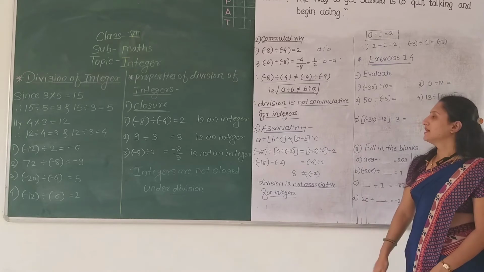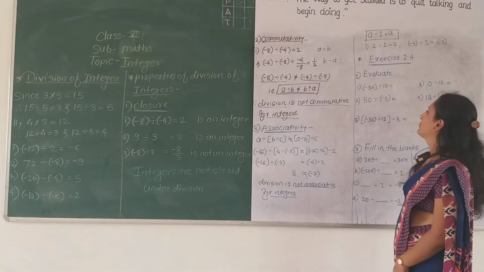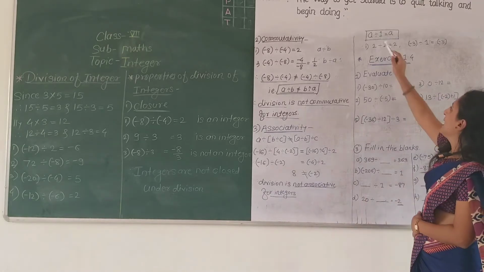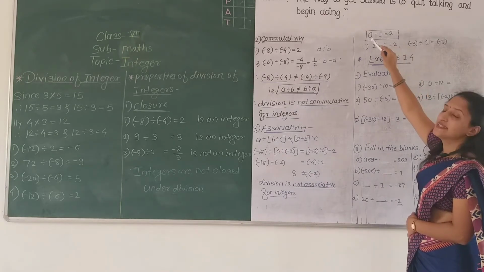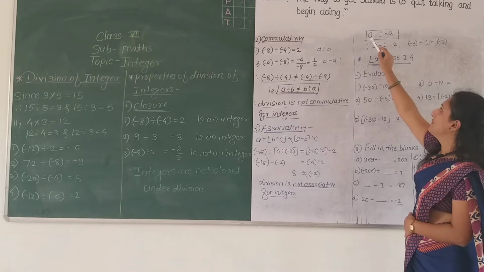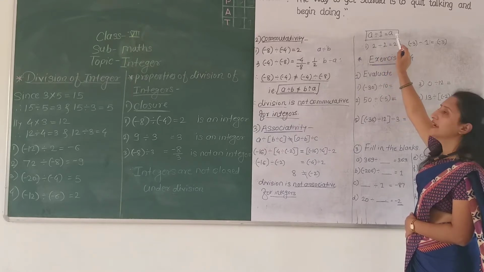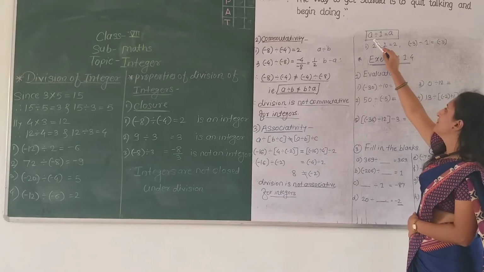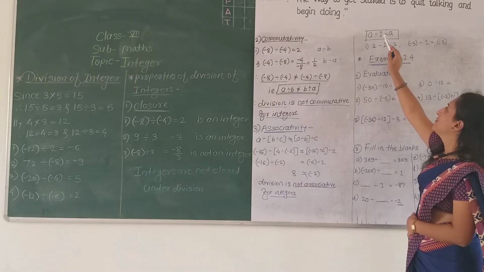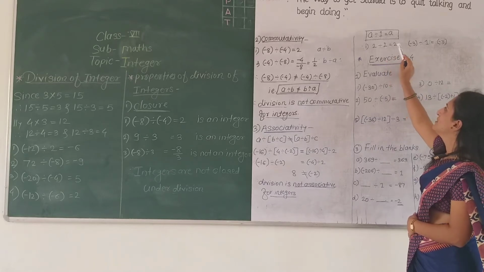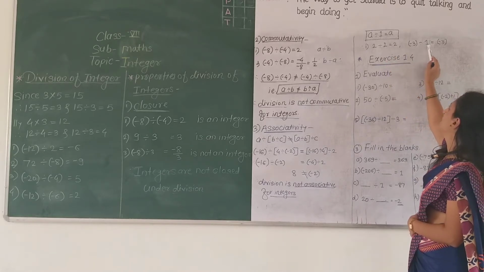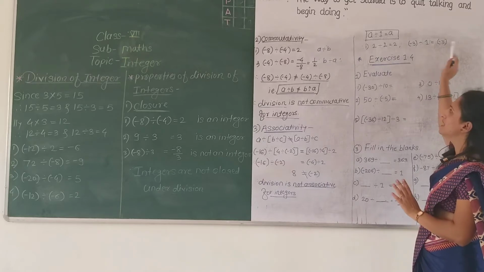Okay. Now let us check one more property of integers: a divided by 1 is equal to a, where a is any integer. When we divide any integer by the number 1, we get the same integer. That is 2 divided by 1 is 2. Negative 3 divided by 1 is negative 3. We get the same integer.